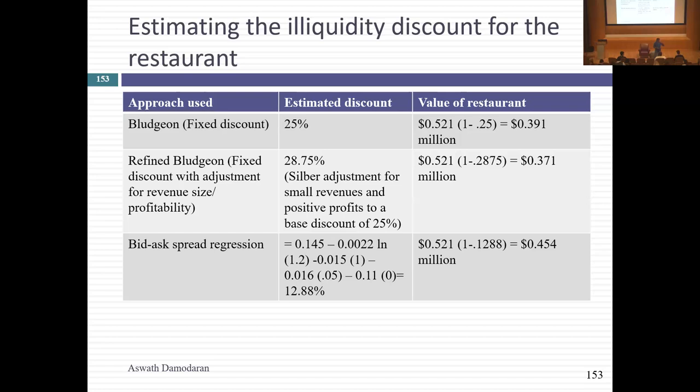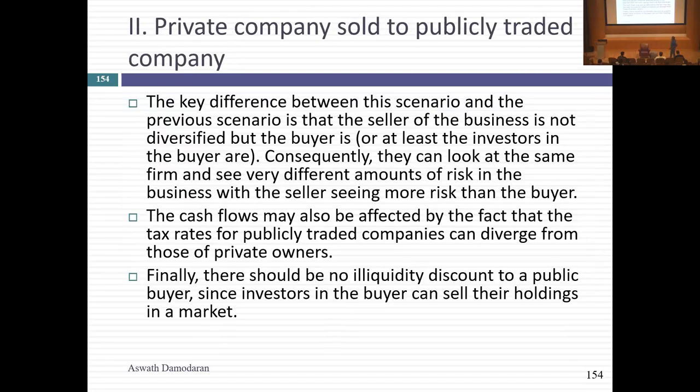The other advantage is that if you do this on an updated basis, it will reflect the market you're in right now. If you're in a crisis, the spreads for all companies go up, and it'll show up in the intercept. So it's a dynamic, constantly adjusted approach. We can get spreads that reflect the time you're in. So that's private to private.